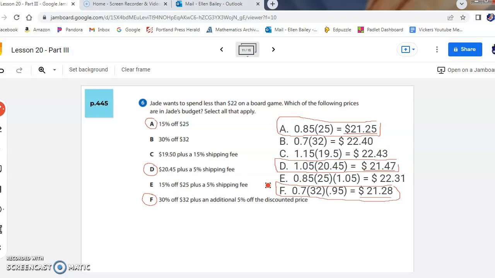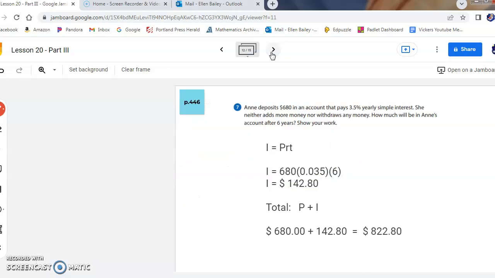This one, 15% off, so that's 85% of the 25. Plus the 5% shipping fee, so 1.05 times all of that. That ended up being $22.31. And then this one, 30% off the 32, plus an additional 5% off that. So 0.95 times that ended up being $21.28. All right, so there's a little explanation. Get everything down that's in red here.